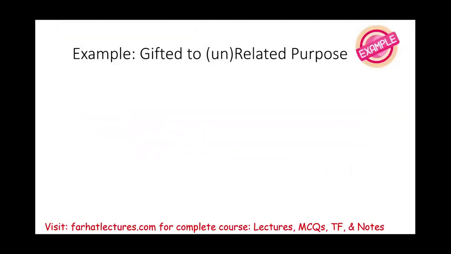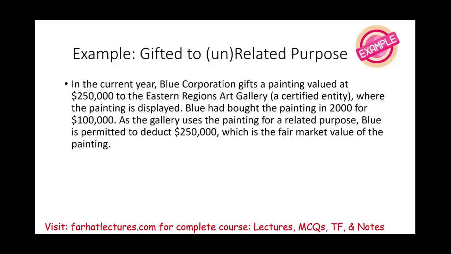value. Let's take a look at an example where the gift is to a related or unrelated purpose. In the current year, Blue Corporation gifts a painting valued at $250,000 to Eastern Region Art Gallery, a qualified charity. The painting is displayed. So guess what? We gave them the painting, and they're using the painting, they're an art gallery, for display. Well, Blue Corporation purchased the painting in the year 2000 for $100,000. And we're going to assume the year 2000 is longer than a year ago, right? As the gallery uses the painting for a related purpose, Blue is permitted to deduct the full $250,000. No problem whatsoever. It's used for its related purpose.